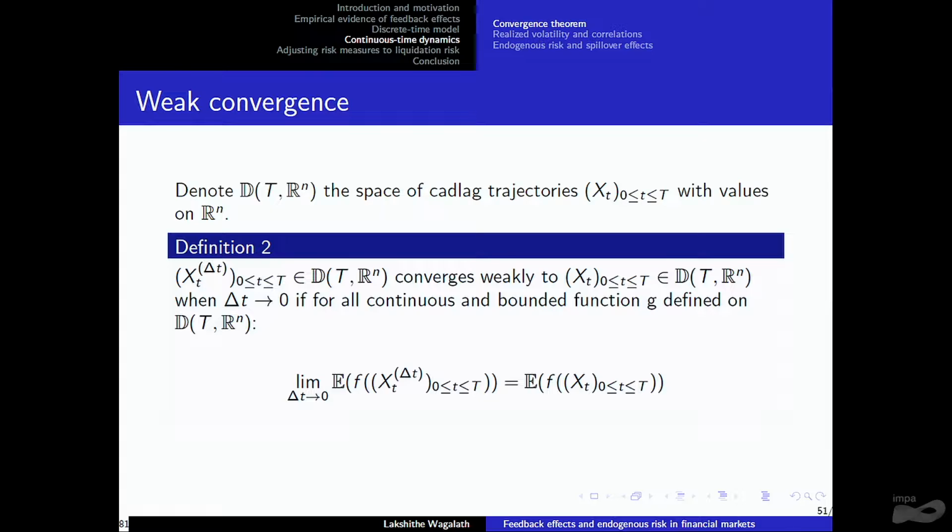So what's weak convergence? It means that for all functions g, which are continuous and bounded, the càdlàg process, which is indexed by this time step delta t, converges in expected value as delta t goes to 0 to the expected value of the limit, right? So that's the definition of the weak convergence. We also call that convergence in law, right?